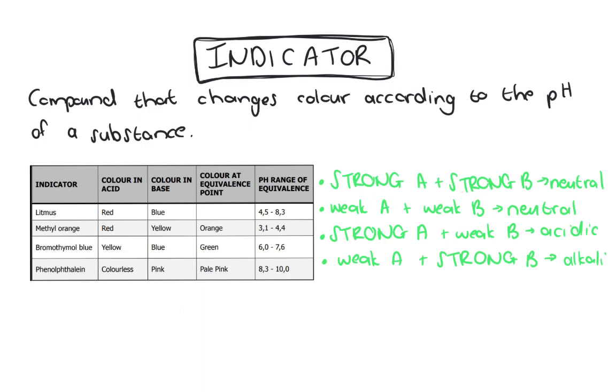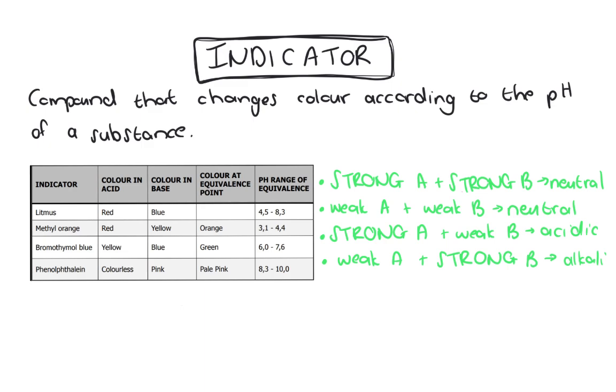Or a weak acid with a weak base, my solution is going to be neutral, which means the pH range in which the equivalence will occur is going to be around 7. When I have a strong acid with a weak base, my solution is going to be acidic, so the equivalence point is going to be reached at a very low pH. And the same if I have a weak acid with a strong base, I'm going to have an alkali solution, so the equivalence point is going to be reached at a relatively high pH.